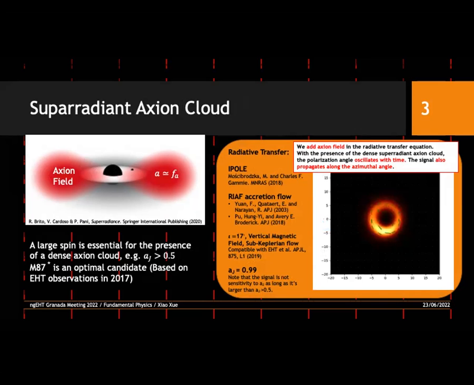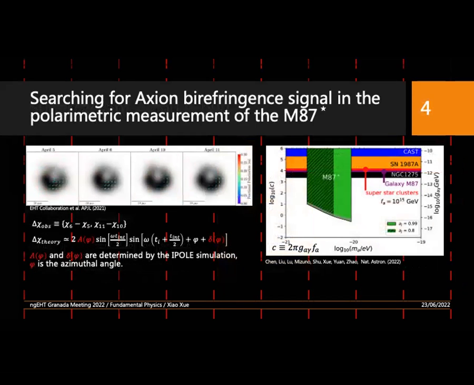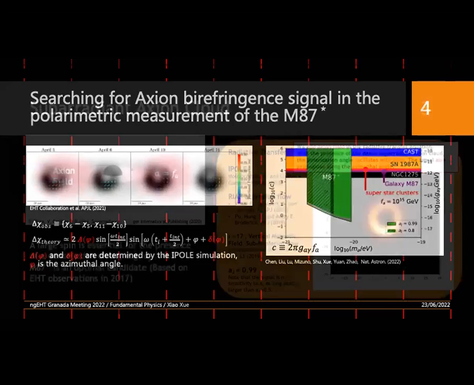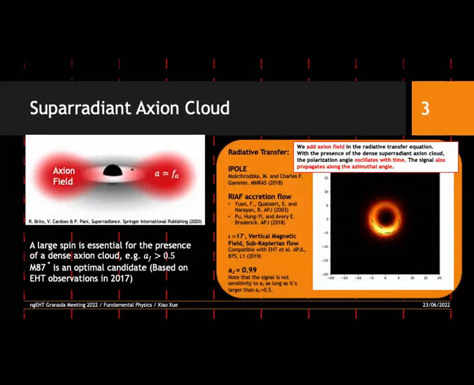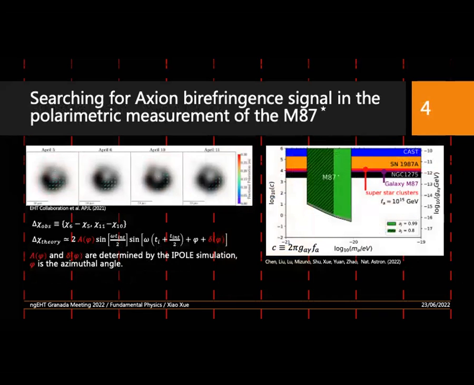Here the spin we choose for this calculation or simulation is 0.99, which you may think is extreme, but this result does not rely on the spin as long as the spin is larger than 0.5. So right now we have the form of the signal. We can actually search for the signal in the polarimetric measurement of the M87 star.